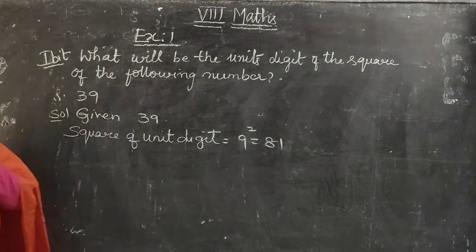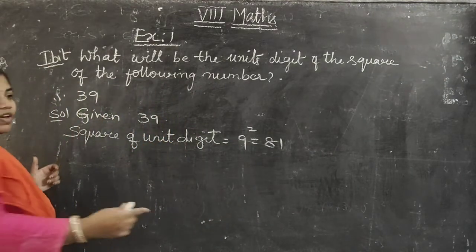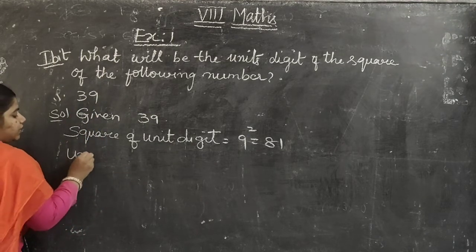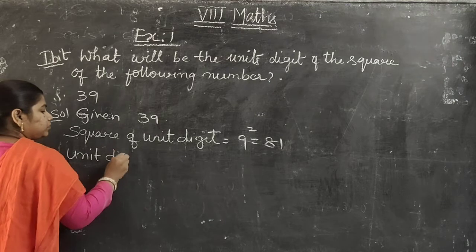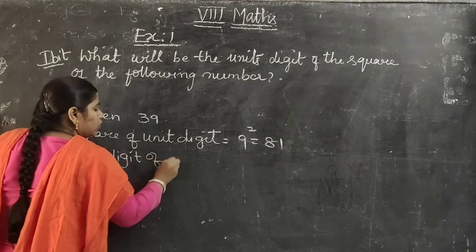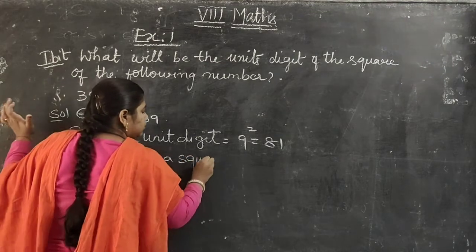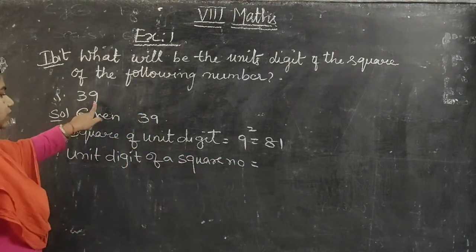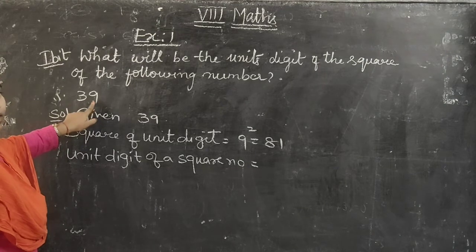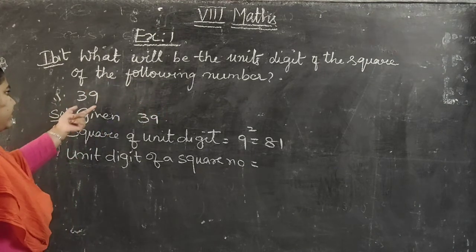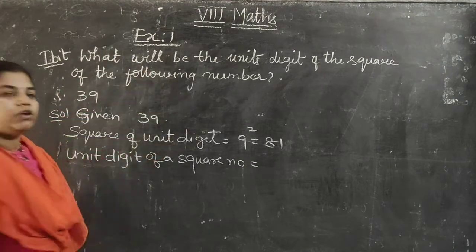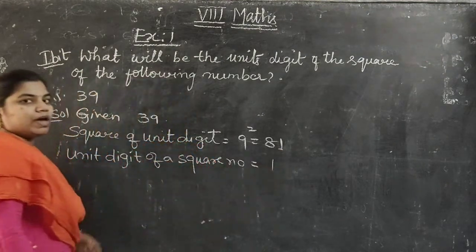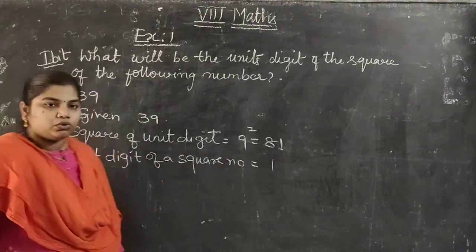Okay. Now what we have to find? We have to find the unit digit of the squared number. If you square this 39, the unit digit place is 9, and 9 square will end in 1. In the same way, the 39 square unit digit value will also be 1. So the unit digit of the square of 39 will be 1.